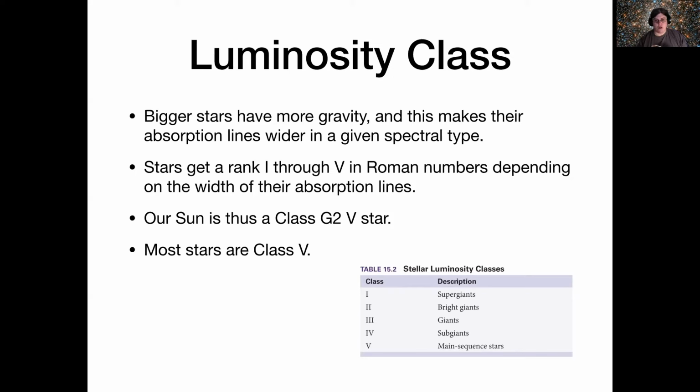And we're going to talk more about that. All right, so let's put this together. Our sun is a spectral type G star, and its luminosity class is 5, which is what we call a main sequence star. So let's focus on those for a bit, because most stars are main sequence stars. Most stars are class 5.